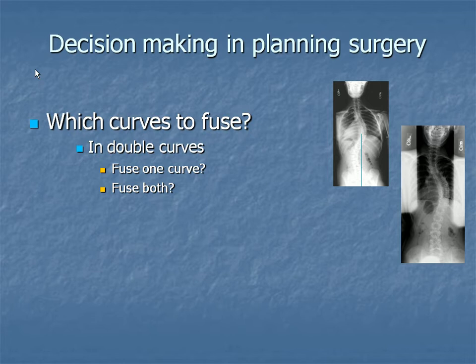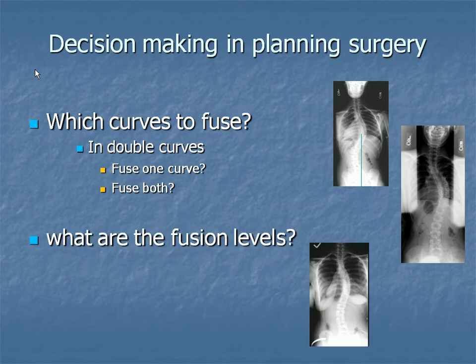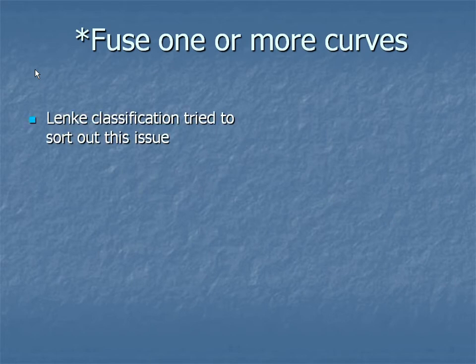So the surgeon makes a decision, and then makes a second decision. Okay, now I know what I'm going to fuse. Where to start, where to finish, what I'm going to do in between, where I'm going to put the implants to do the case. And that is my talk. So the first question is whether to fuse one curve or more than one curve. And that's what the Lenke classification tried to sort out.